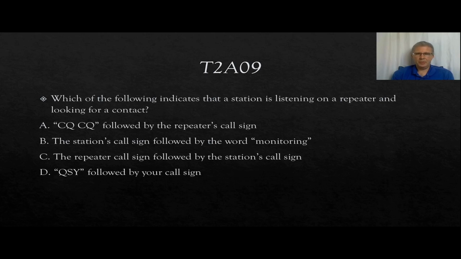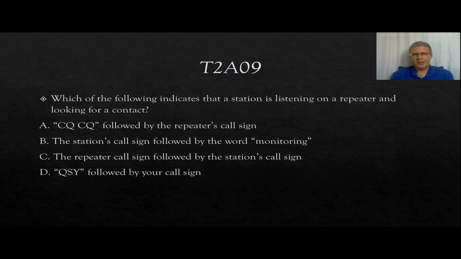So this is kind of where knowing a couple Q codes might be helpful. I do believe they do talk about Q codes a little bit in the later part of the exam. Mainly so that when you get these random questions come up and they throw them in there, that you know what to avoid. So we have CQ, CQ followed by the repeater's call sign. We talked about this a little bit earlier, CQ, CQ isn't really a thing on repeaters, or at least can be irritating to people on repeaters. So that one is out.